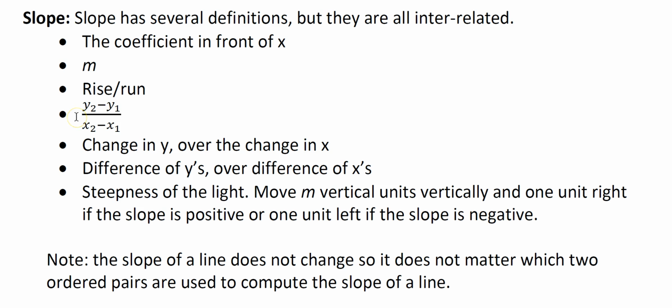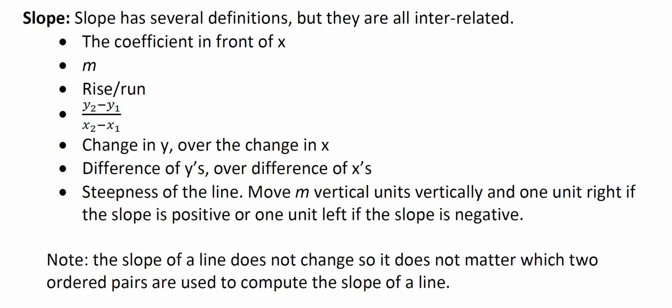Slope is also found with a formal definition of subtracting two y values divided by the subtraction of two x values from two ordered pairs. That formula is also in words known as the change in y over the change in x, or the difference of y's over the difference of x's. Slope describes the steepness of a line.